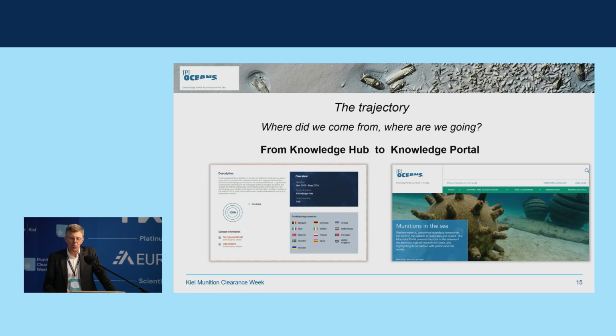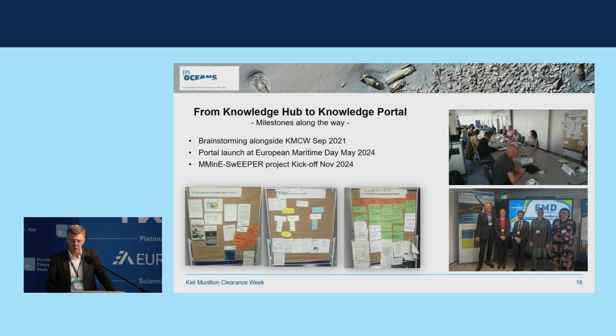So where are we going? And actually, where did we come from and where are we going? What's the trajectory of this? We started off as a knowledge hub, and now we have a knowledge portal. The knowledge hub was a network of experts supported by the countries where you see the little flags here, member countries of JPI Oceans, and actually quite a few of you here in the room have been part of this at some point or throughout as experts, so thank you for that. And then at some point this group decided it would require a central place, a central hub for information collection and sharing and distribution. So that's what we have now.